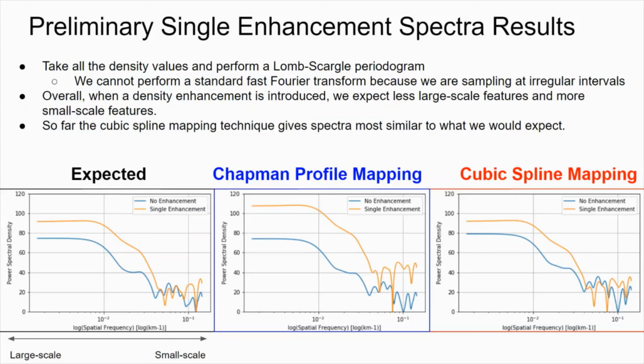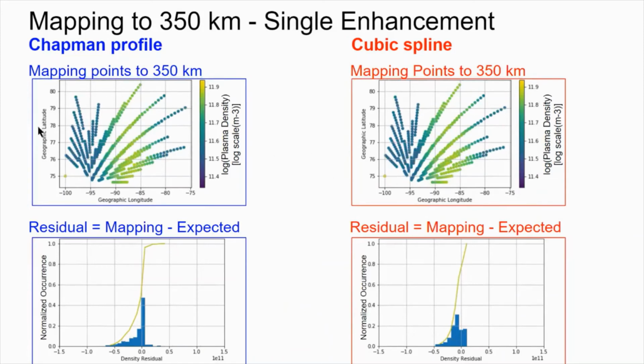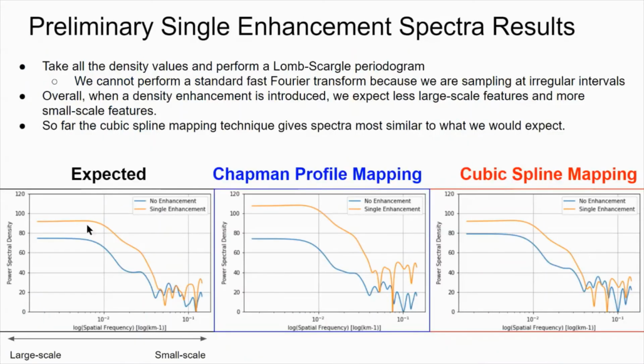what we would expect. So here I'm taking my density values that I've measured within these figures here, and I'm calculating spectra from those. So you'll notice as well, because I have an irregularly spaced number of density measurements, I can't take a fast Fourier transform of that, so I have to use a Lomb-Scargle periodogram.